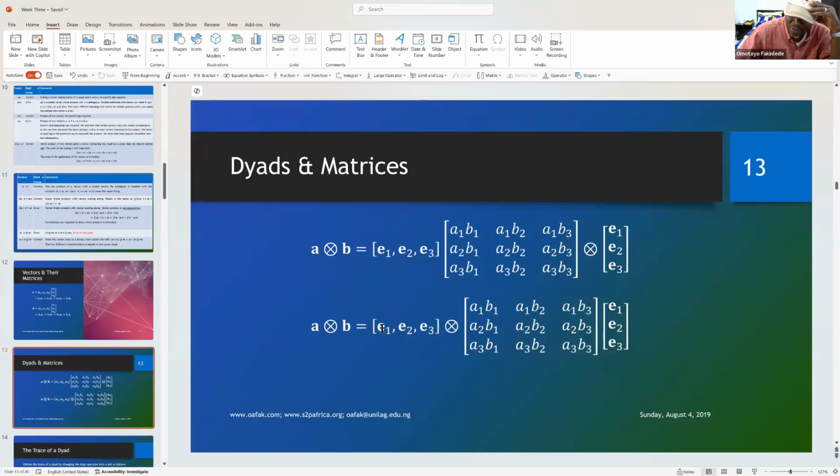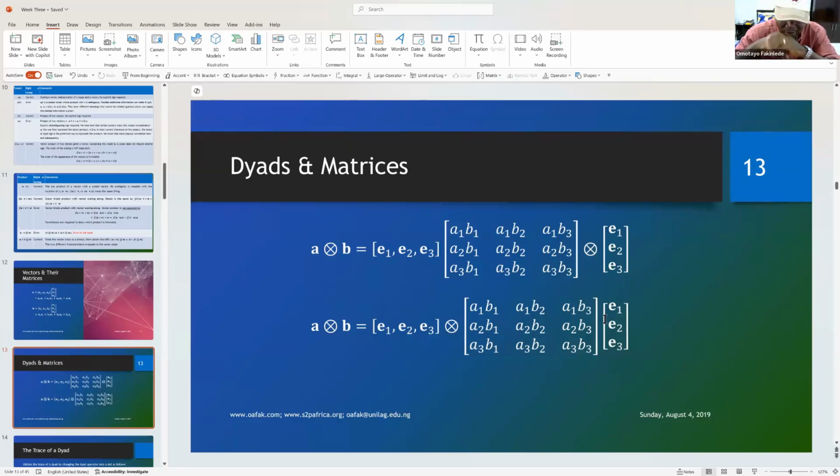So you must have E1 circle times E1, E2 circle times E1, E3 circle times E1, E1 circle times E2, E2 circle times E2, and E3 circle. You must have it like that. So between any two vectors in a dyad, there must be that symbol.